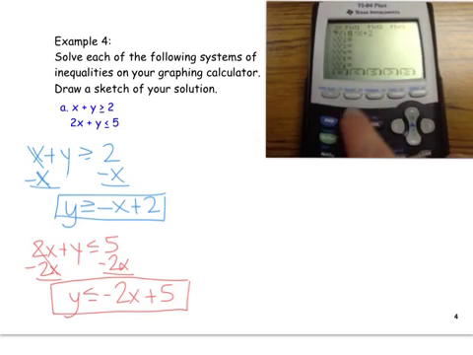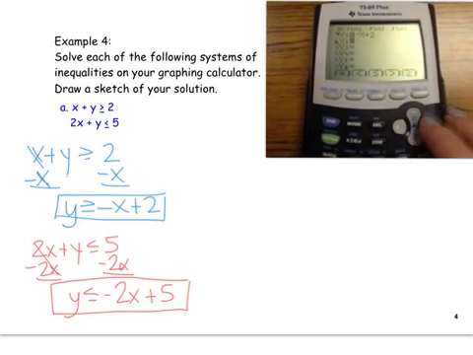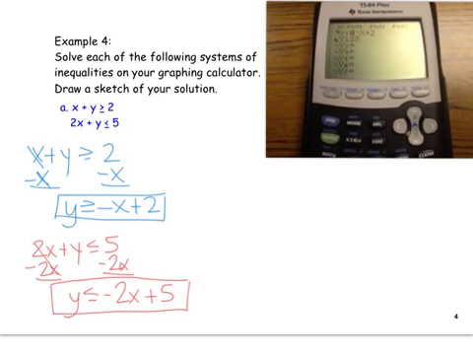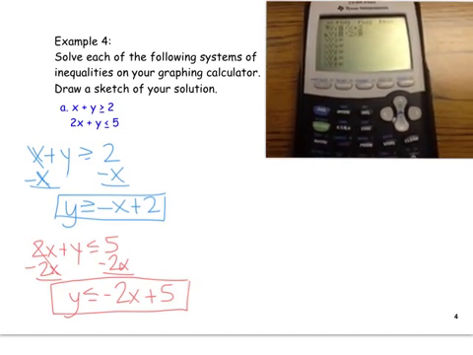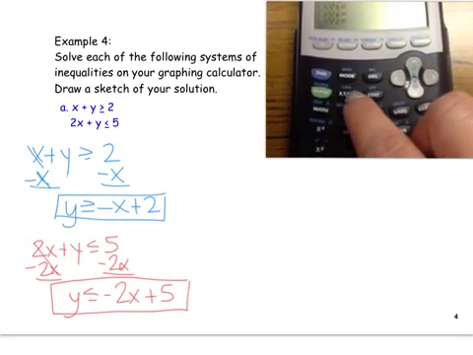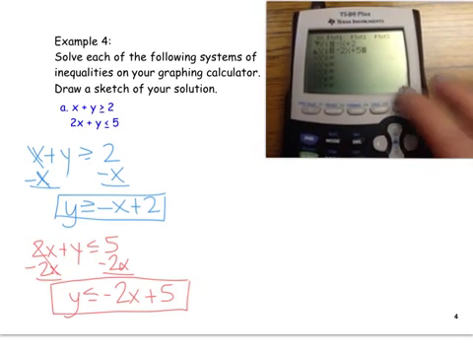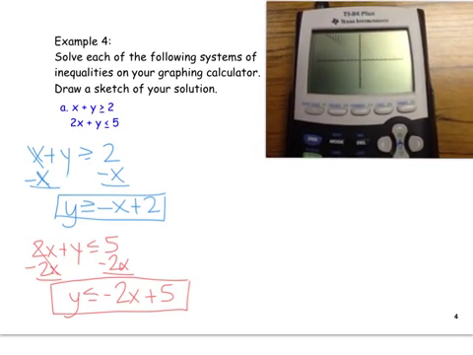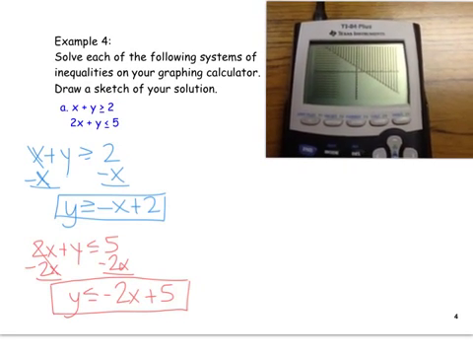So to make that a less than or equal to, I'm going to push alpha zoom. It changes it to less than or equal to, right arrow. And we're going to type negative 2x plus 5. Remember, your negative button's on the bottom row. Your x button is beside of alpha. Negative 2x plus 5. Now, if you will push graph, you should see the inequalities come to life on your screen.